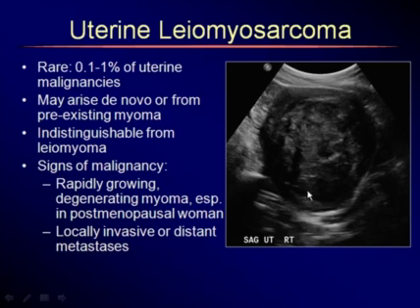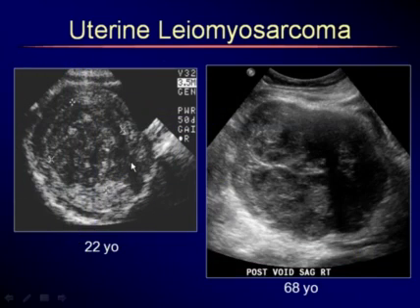They're locally invasive, and of course they metastasize. This is a leiomyosarcoma that occurred in a 22-year-old woman. She was nulliparous and went to see the doctor. Her uterus was enlarged and she was told she has a fibroid. She was not followed, and the fibroid kept growing and growing, and eventually she came back. Diagnosis was made of a leiomyosarcoma.